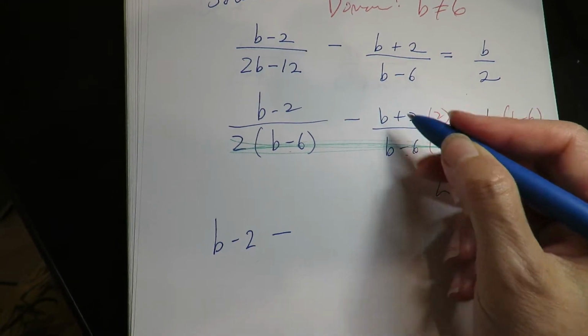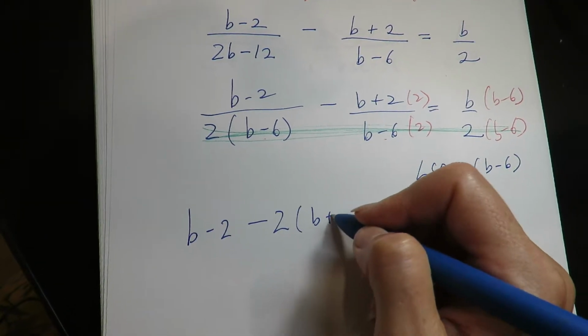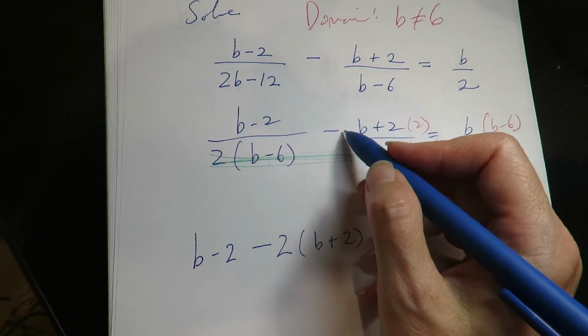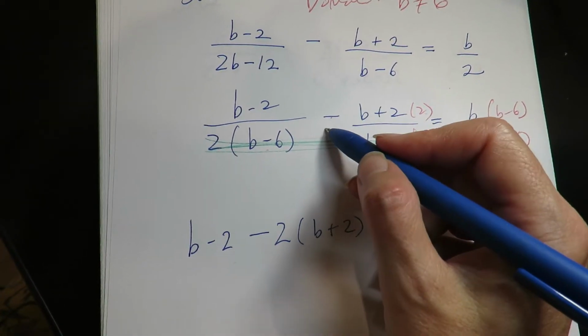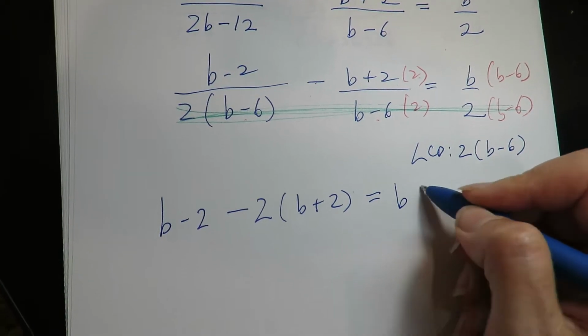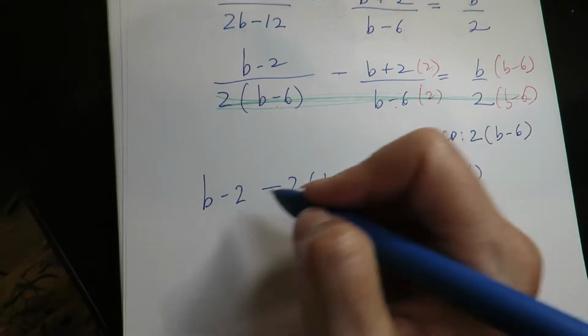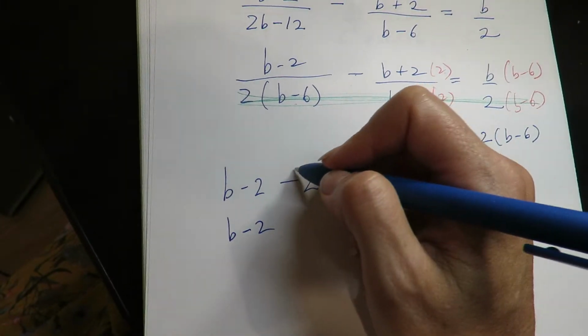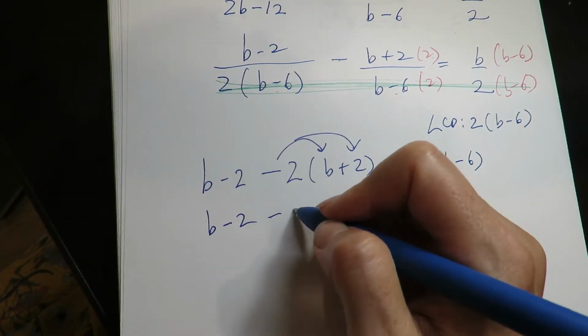Now, I'm going to pull this 2 in front and write it like this, because you're multiplying this whole thing by a negative and a 2, so you might as well just do it in one shot, a negative and a 2. So now negative and a 2 to both of these.